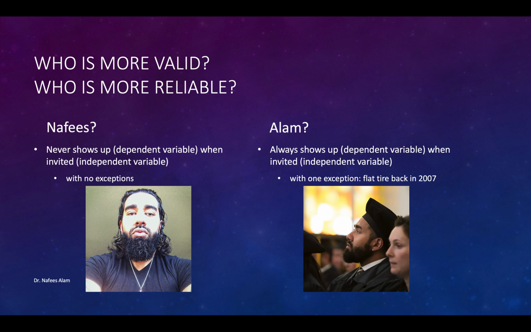If you look carefully, you'll find that Nafees is actually the more reliable friend. The reason is that there was one time Alam couldn't make it over to your house to play video games way back in 2007, but Nafees, without any exceptions, never comes over to play video games with you. You see, Nafees's behavior of showing up is more consistent than Alam's behavior of showing up, right? So Nafees, 100% of the time, does not show up.